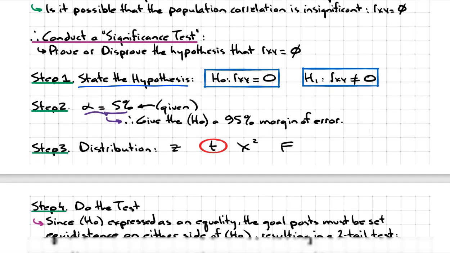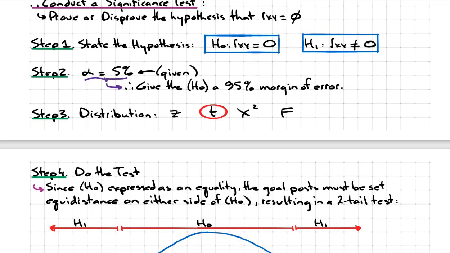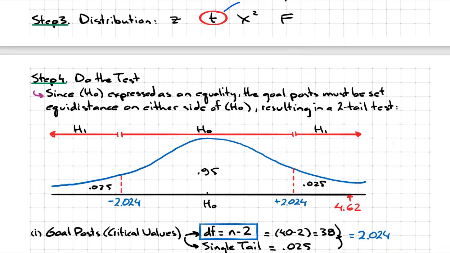The second step is the level of significance. Now this will be given to us. So if they indicate that the level of significance is 5%, that would indicate that they want to give the null statement a 95% margin of error. Remember, ladies and gentlemen, the hypothesis test is based on a sample, and samples have errors. So what we want to do is give this null statement a 95% margin of error. The next step, step 3, we have to identify the distribution for the sample correlation. And we use a t-test in this case. And then step 4, we do the hypothesis test itself.